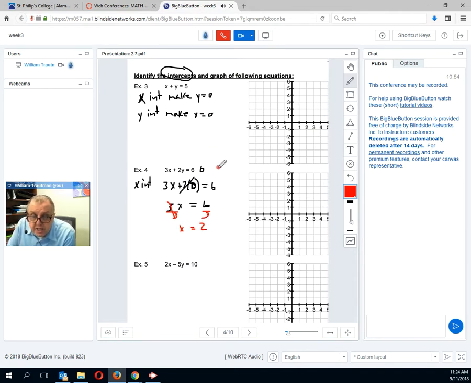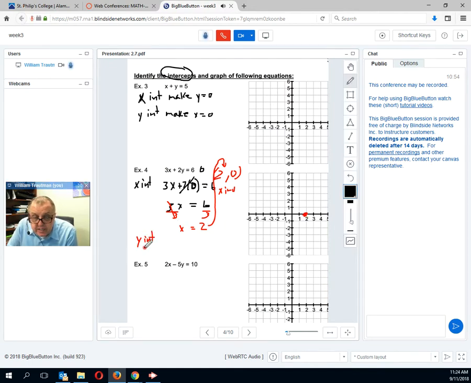So when I made y equal to 0, my x equals 2. So this is the x-intercept, in other words, 2, 0. This is where the line crosses the x-axis. So now I have to find the y-intercept.